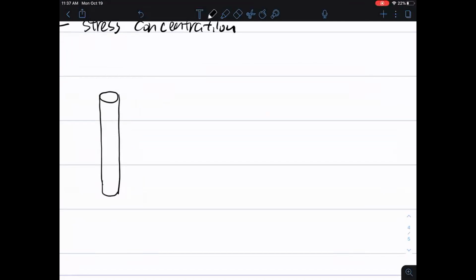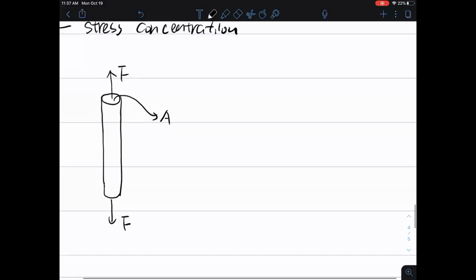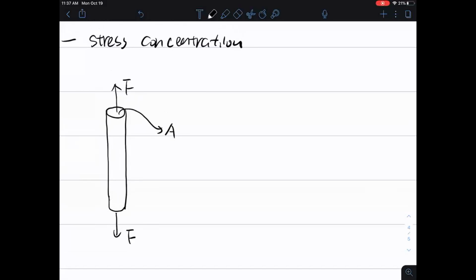If we have a metal bar, the cross-sectional area of that bar is A. We have a force F pulling this bar at both ends. What is the stress inside of this metal bar? Anybody know what's the stress? It's going to be just F divided by A, right?